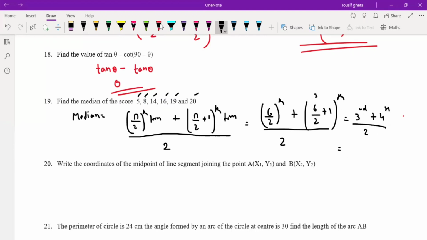Now from your question, what is the third term? As you can see, 14 is the third term and 16 is the fourth term, right? So in the place of third term, substitute the third term value, that is 14, and the fourth term value is 16, divided by 2. That will give the value as 30 by 2, and the median is 15. Very well.